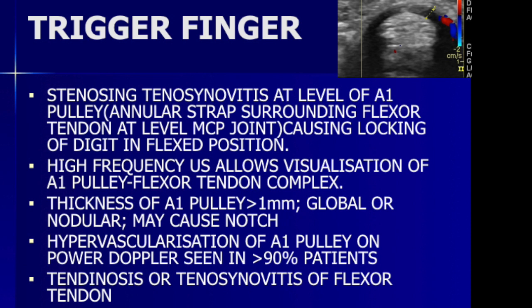Now remember that this thickening can be uniform, that is global, or it could even be nodular. And this nodularity may actually cause an appearance of a notch between the pulley and the underlying flexor tendon. Hypervascularization of the A1 pulley on power Doppler is seen in the majority of the patients, as we saw in our case. And obviously, you can also pick up the tendinosis or the tenosynovitis of the flexor tendon, which we also picked up on the color Doppler.